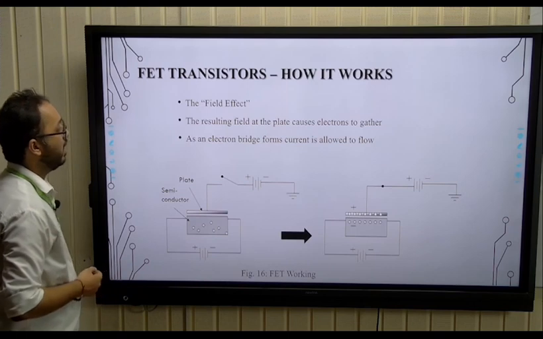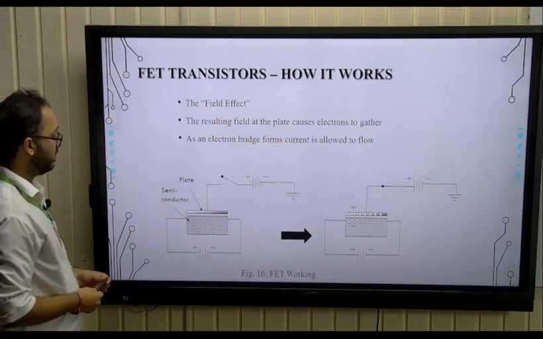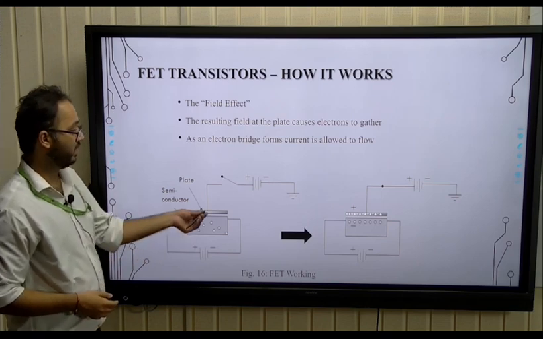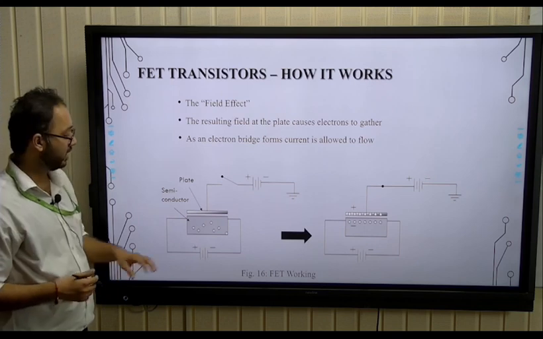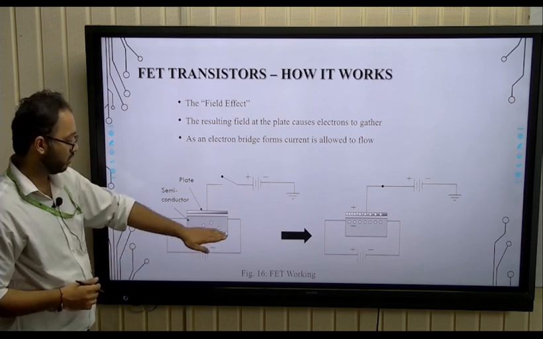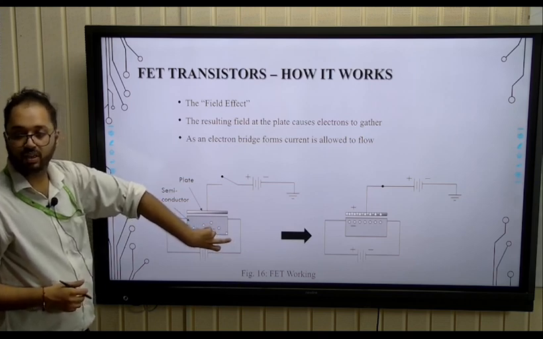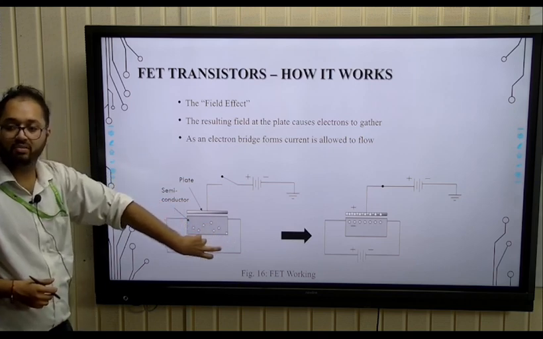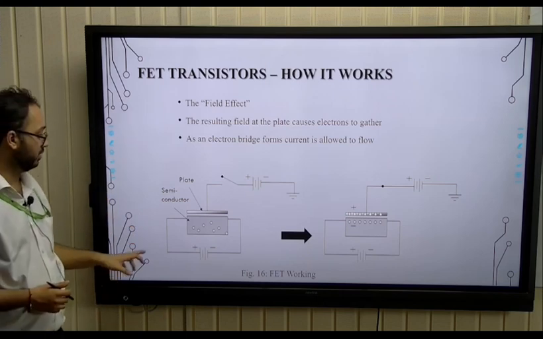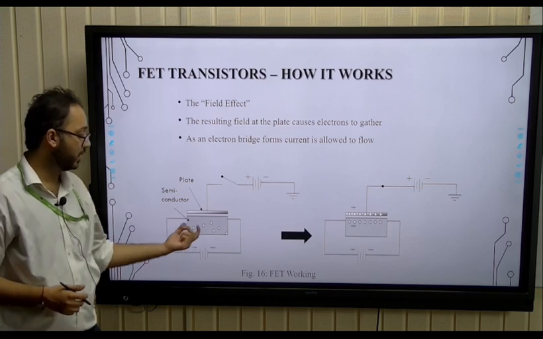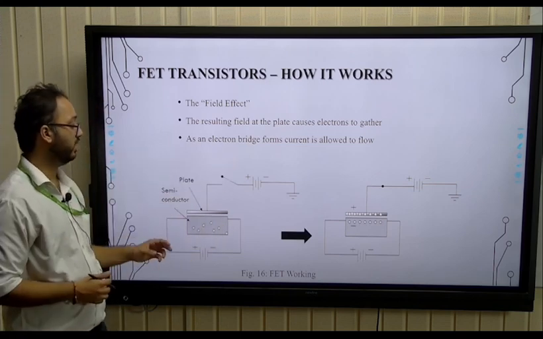Now, FET transistor, how does it work? This is what it looks like. There is a semiconductor, there is a plate, and there is a gate voltage. We are just telling you about how the conducting is working in this area. I am not telling you the whole area about drain and source. What we have given here is only the gate part, how the gate is actually working. Here the P part or the N part will come. I will tell you the construction later.